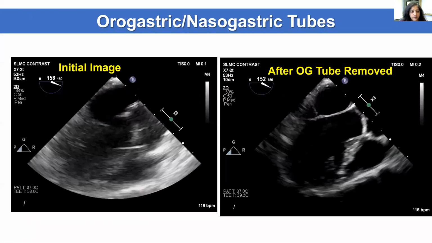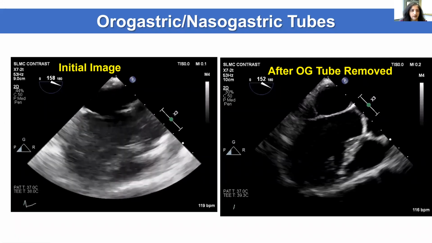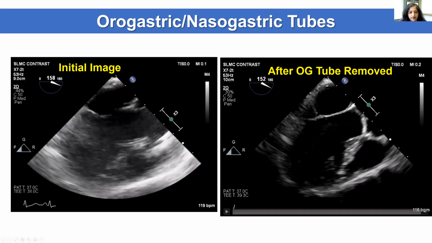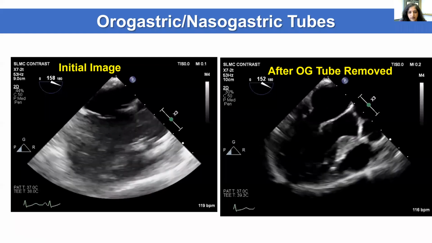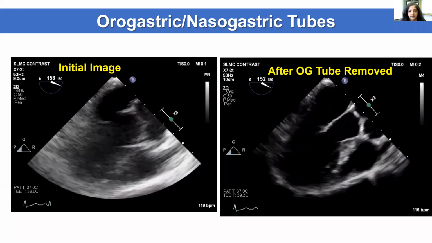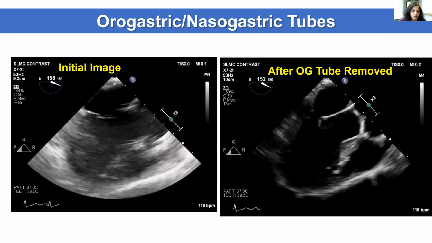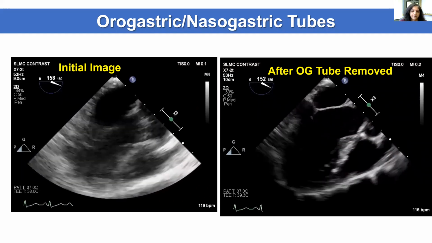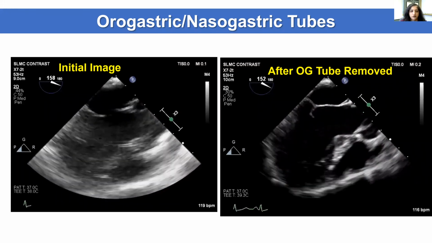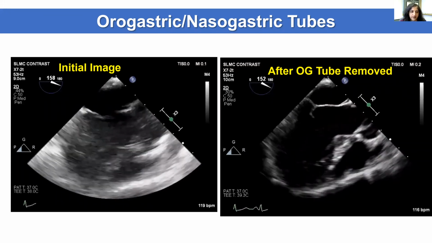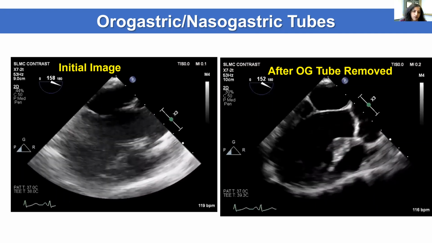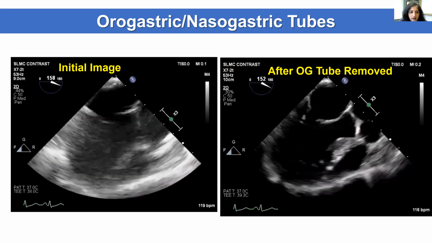And then just a word about nasogastric tubes. This is a patient I did recently. I put down the TEE transducer, and this is the image I got. After removing the OG tube, this is the image I got. OG tubes, nasogastric tubes, can definitely interfere with contact and can lead to their own type of artifacts.